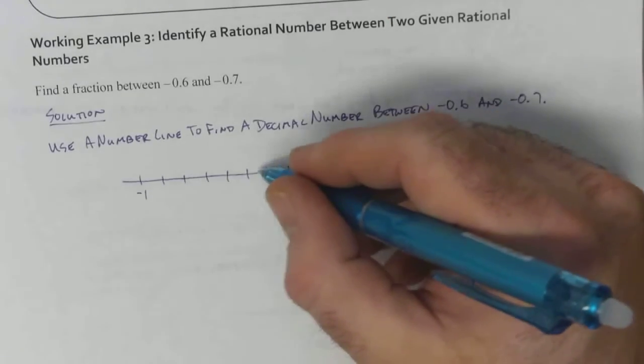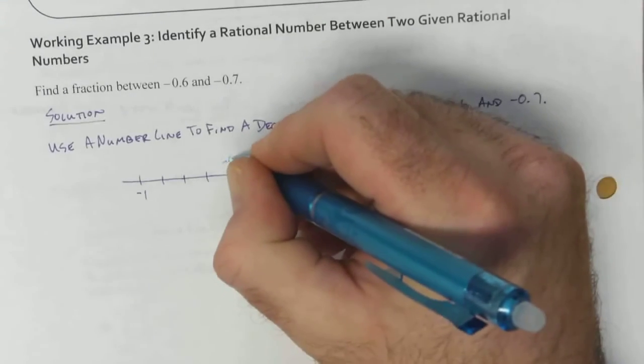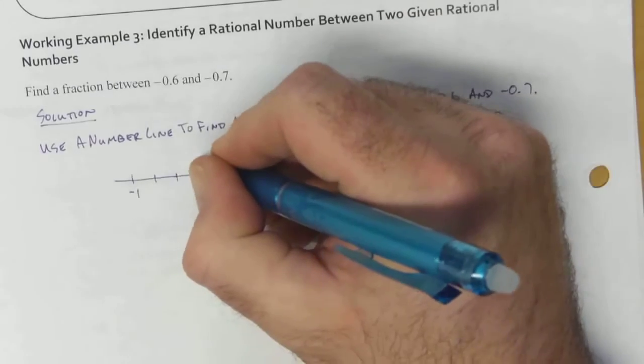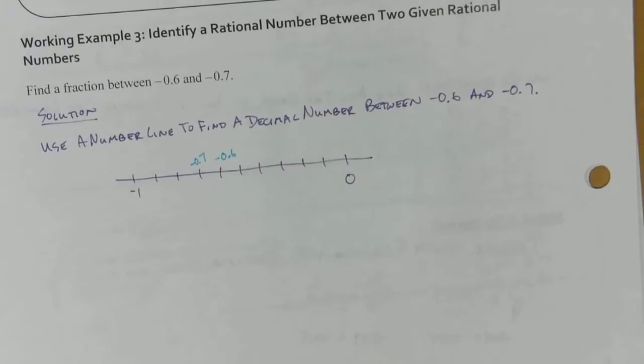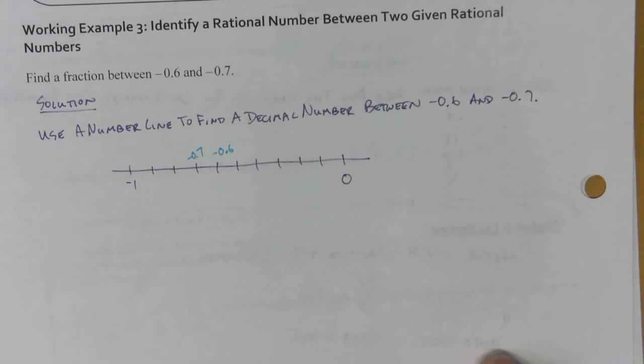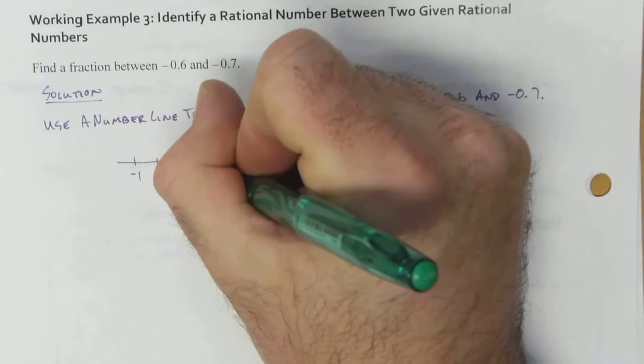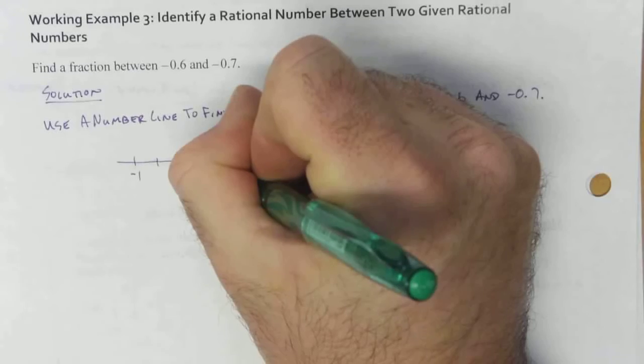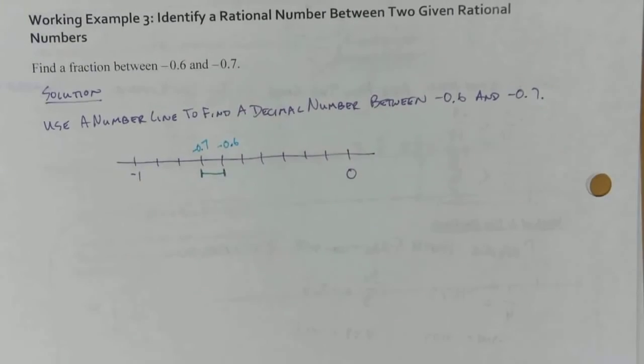1, 2, 3, 4, 5, 6. So this is negative 0.6. This is negative 0.7. And so our solution is going to be any number that's between here and here.